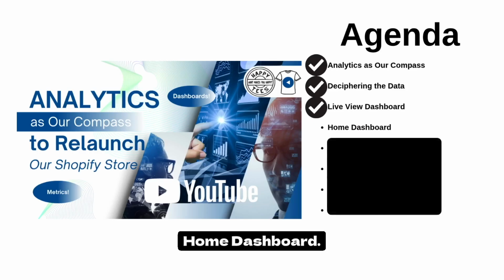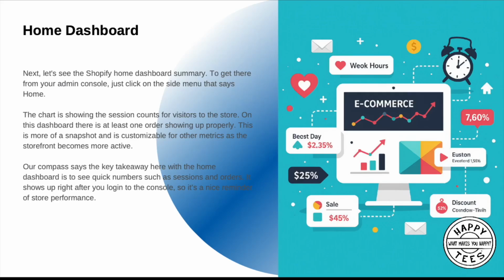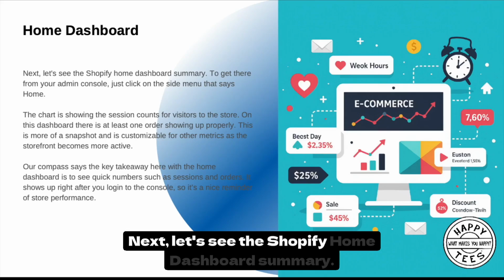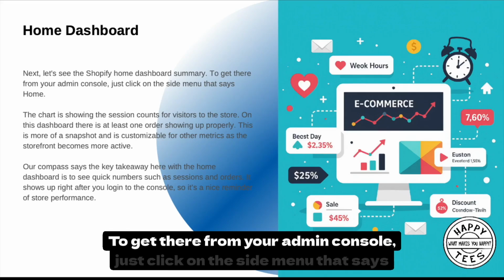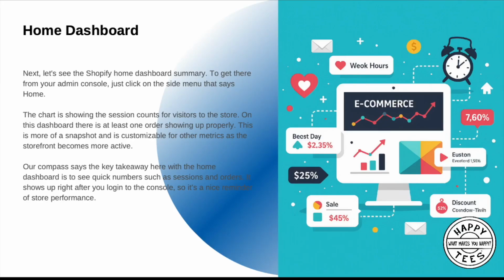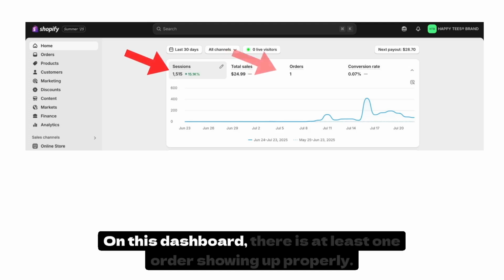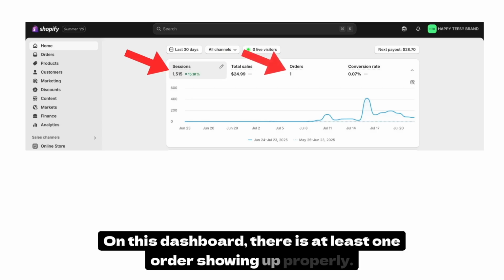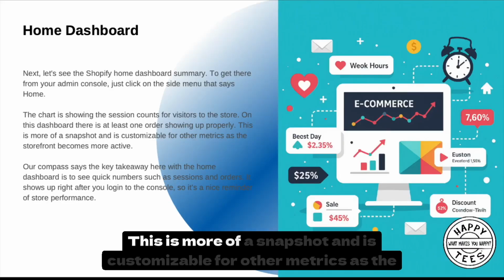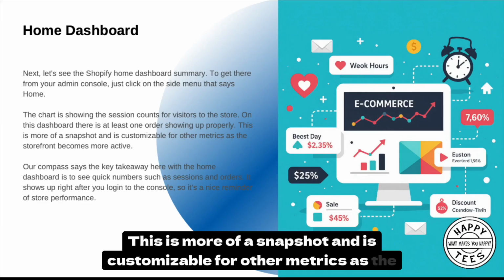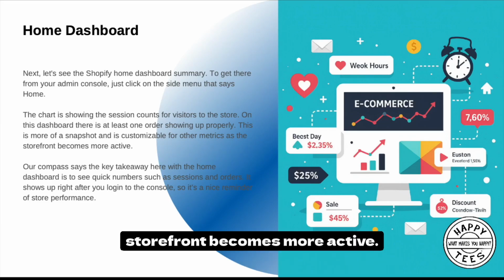Home Dashboard. Next, let's see the Shopify Home Dashboard summary. To get there from your admin console, just click on the side menu that says Home. The chart is showing the session counts for visitors to the store. On this dashboard, there is at least one order showing up properly. This is more of a snapshot and is customizable for other metrics as the storefront becomes more active.